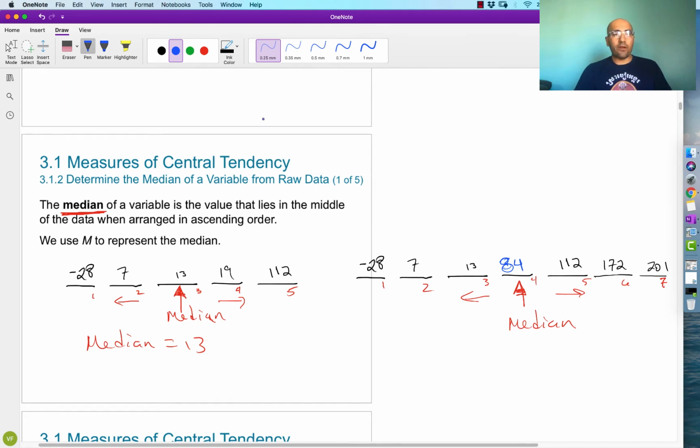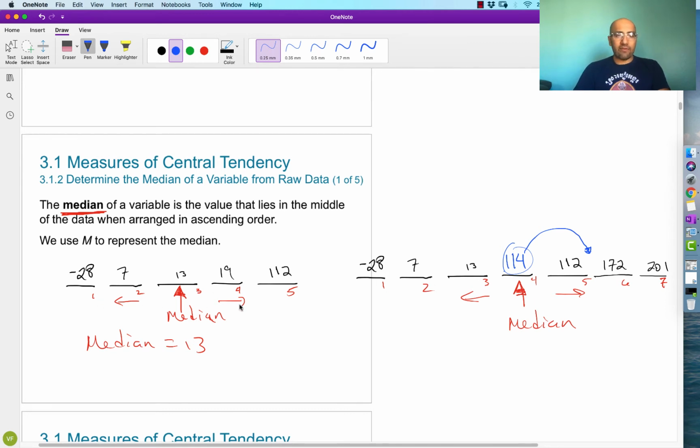The only time changing it would affect things is if we change that and go, oh, we made a mistake. It wasn't actually 84. It was 114. Well, now it changes, because now that means this guy is over there, right? We have to order it from the smallest to the largest, and then the 112 would become the median. Okay? All right, so I hope that's clear.